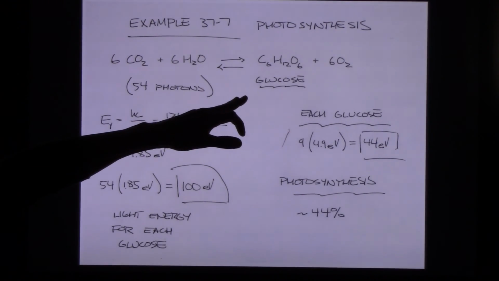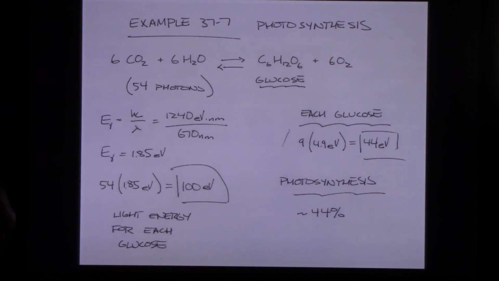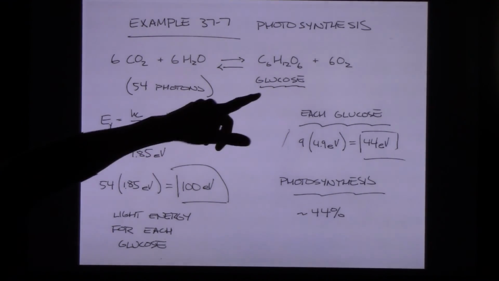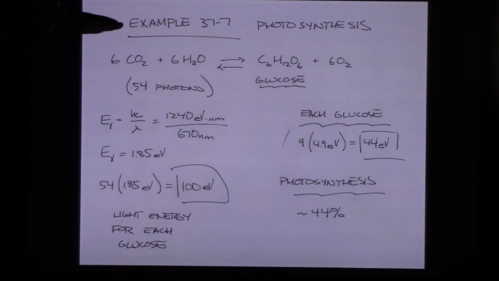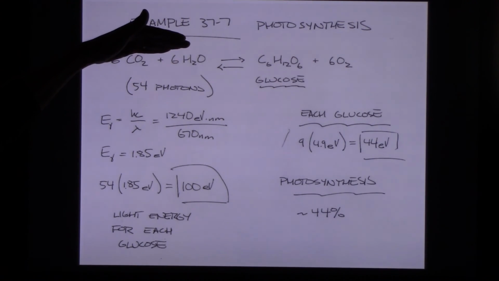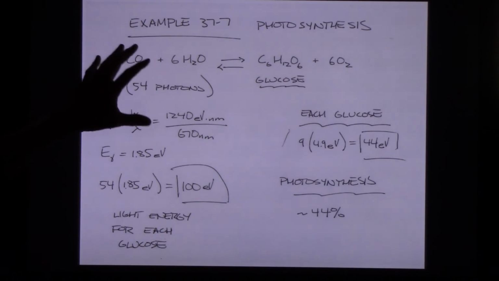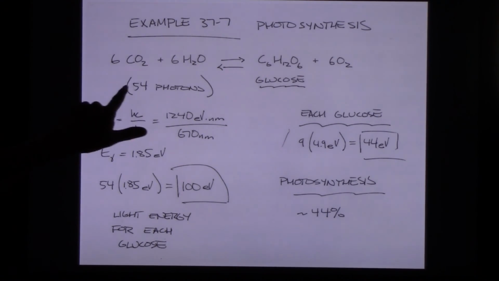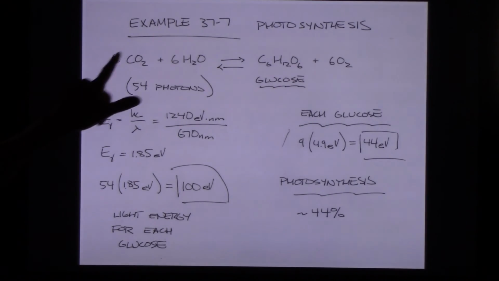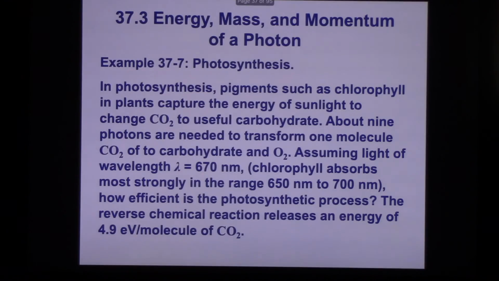Again, this is a favorite chemical reaction of mine. It's producing sugar. So we're going to take CO2 from the air, and the plant is going to take H2O from probably its root system. And it's going to run a bunch of chemical reactions. Now it's going to bring in 54 photons. Now I got that number, I hope it's the right one. It says it takes about 9 photons for 1 molecule of CO2.